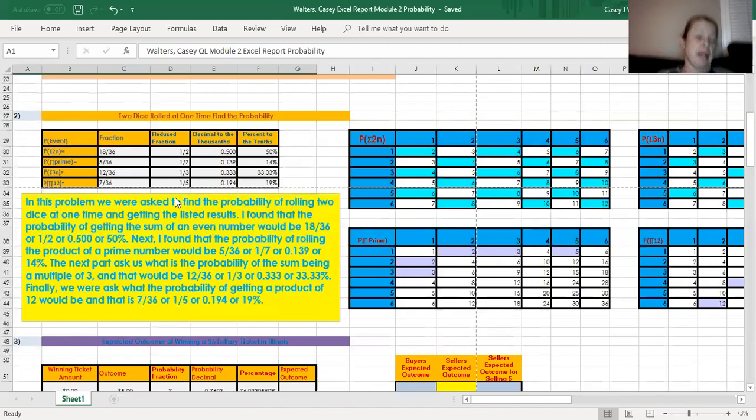or it would also be 13.9 or 14%. The next part asks us what is the probability of the sum being a multiple of 3, and that would be 12 out of 36, or 1 out of 3, or 0.333, or 33.33%. Finally, we were asked what the probability of getting a product of 12 would be, and that is 7 out of 36, or 1 out of 5, or as a decimal, that'd be 0.194, or rounded to 19%.